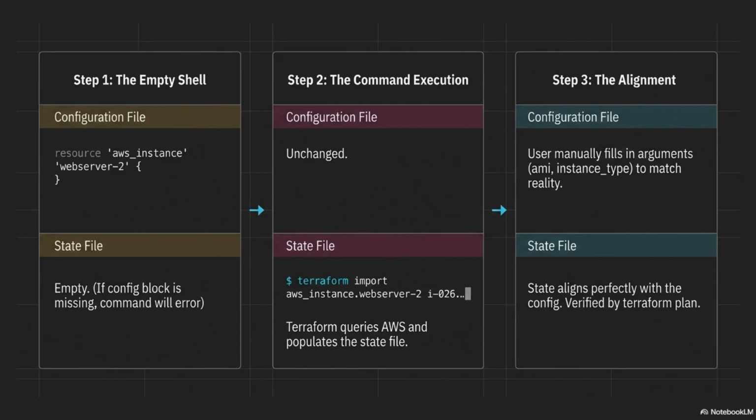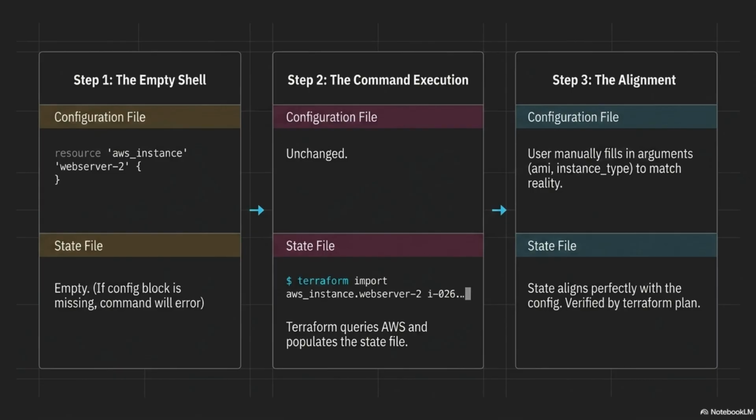The 3-step import workflow. Let me walk you through the complete import process, because there's a specific sequence you have to follow, and skipping any step breaks it. Step 1 is the empty shell. Before you can import anything, you need to create the resource block in your configuration file. It doesn't need attributes yet, just the skeleton. A resource block for aws_instance named WebServer2 with an empty body. This is critical. If the config block doesn't exist, the import command will error immediately. The config block must exist before you run the command. Also at this stage, the state file is empty for this resource. Terraform has no knowledge of it yet.